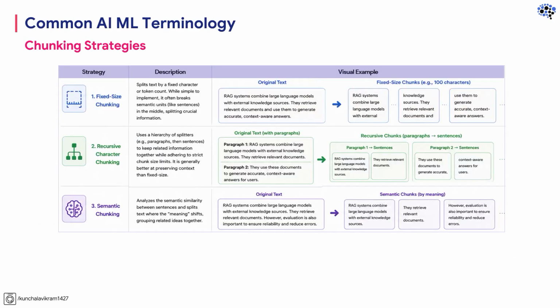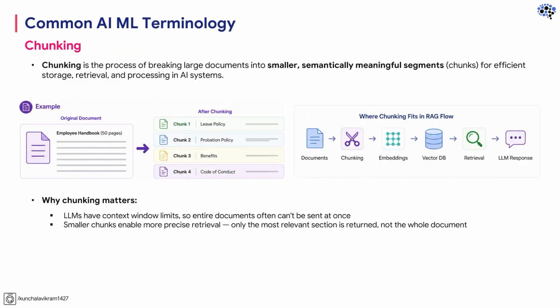Now if you go back to the overall flow, we know the documents are the knowledge sources, and then we break them so that we get very small chunks that are meaningful, and then we don't run into context limits.